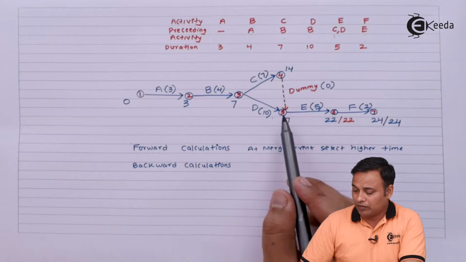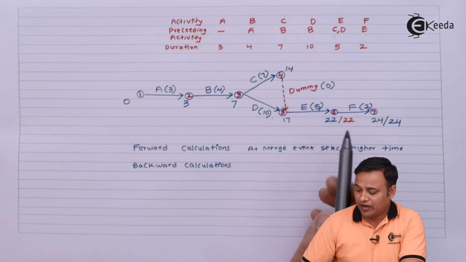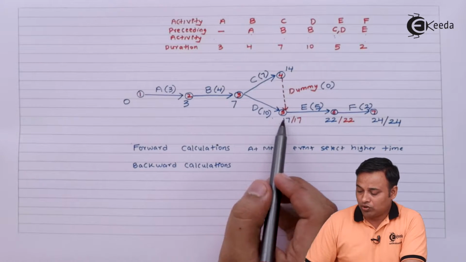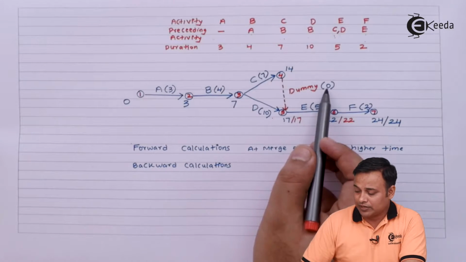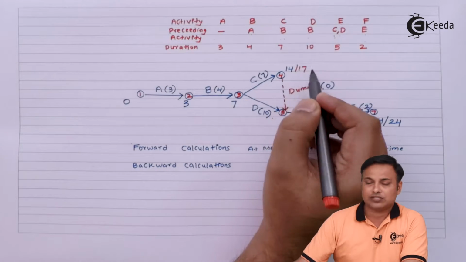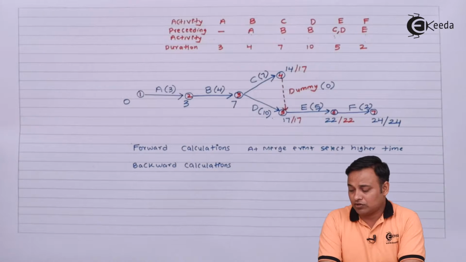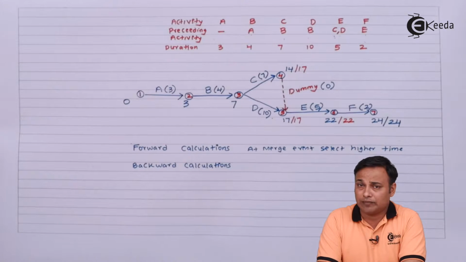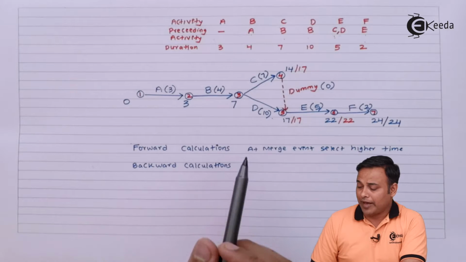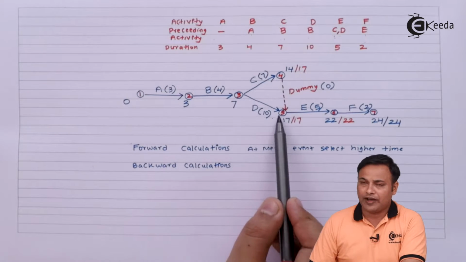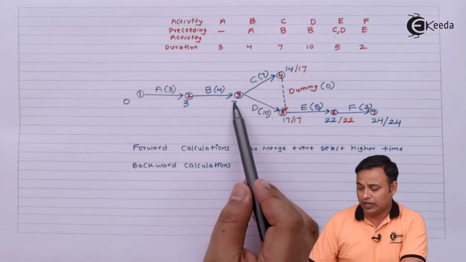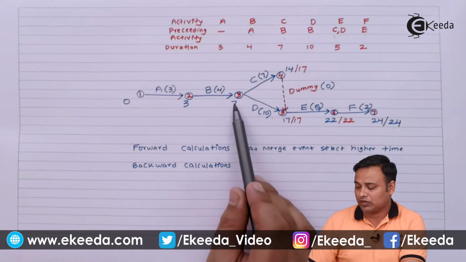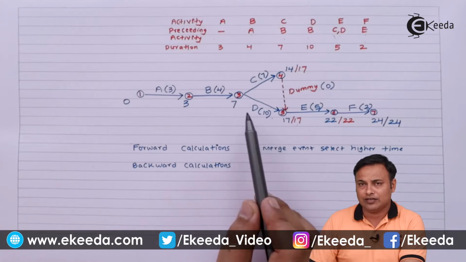Node number 6 to node number 5, it will be 22 minus 5, 17. Node number 5 to node number 4, 17 minus 0, 17. Now node number 3 is a burst event. Two activities are emerging from here at once, so this is the burst event. Here I can come back from 4 to 3 or 5 to 3. If I come back from 4 to 3, it will be 17 minus 7, 10. If I come back from 5 to 3, it will be 17 minus 10, 7.